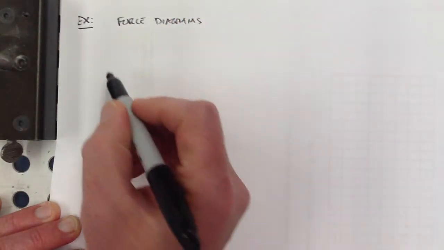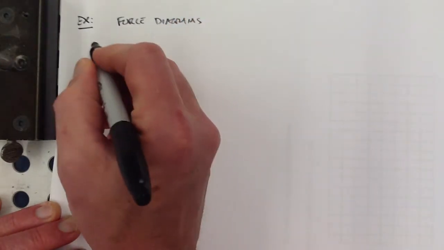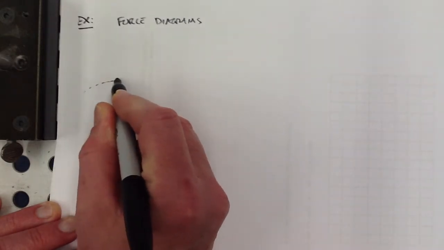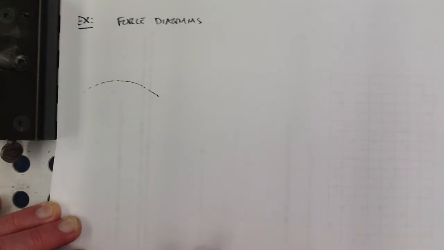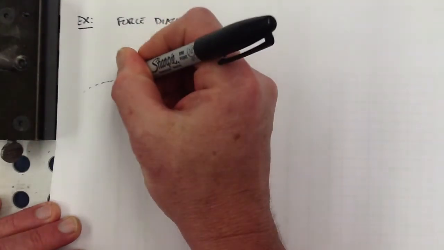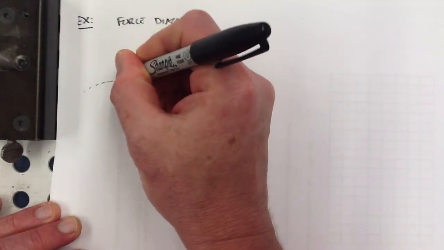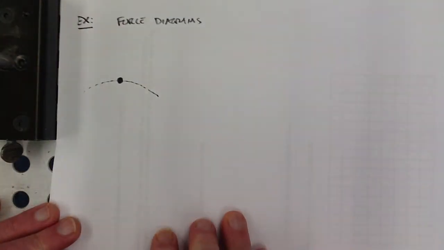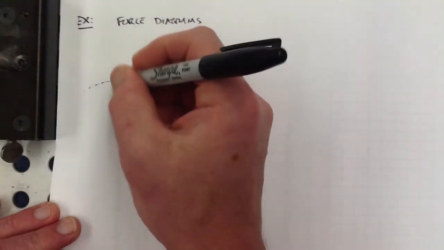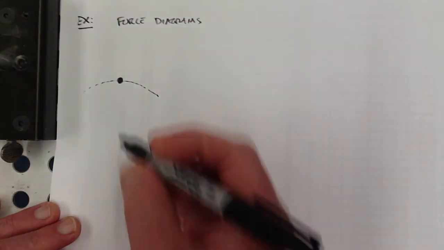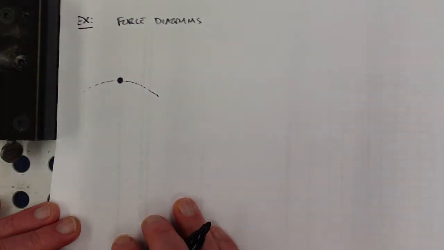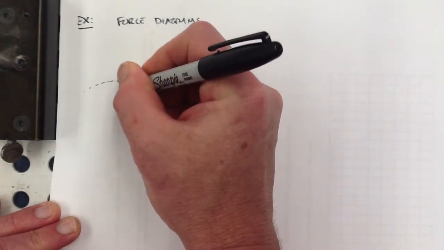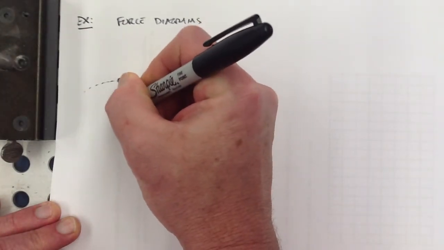So how about a car driving over a hill? I'm going to make a little dotted line there to represent the hill. And there's my car right there. So what forces are acting on the car? Well, if the car was just going on a flat road, the force of gravity and the support force, or the normal force, pointing upward. Of course, gravity doesn't care what's happening. Gravity's just doing its gravity thing.